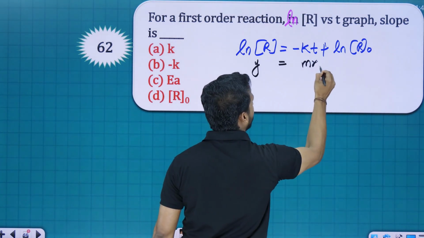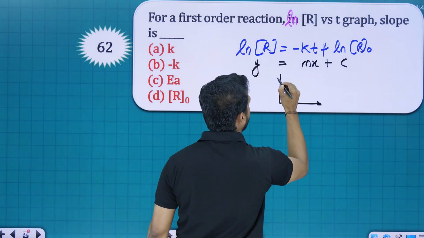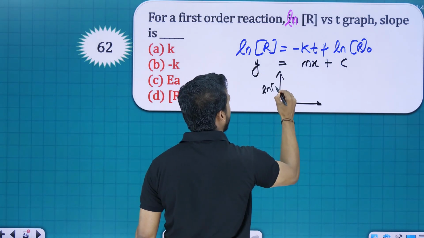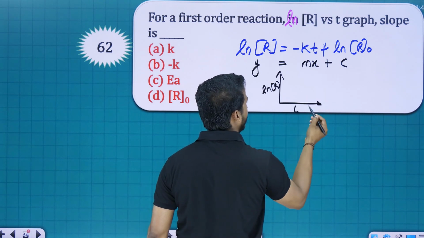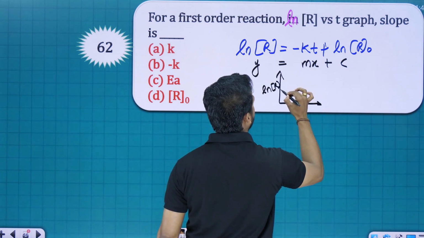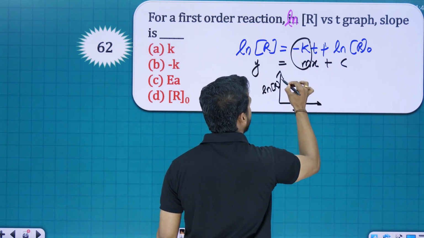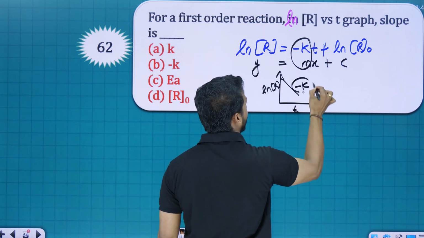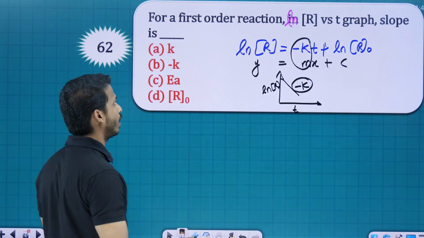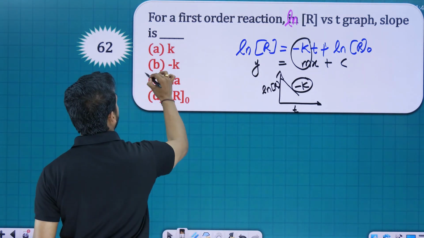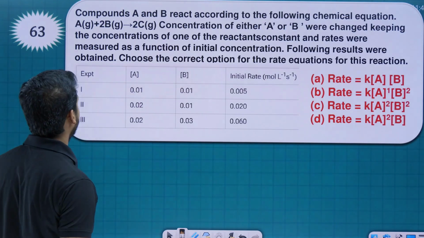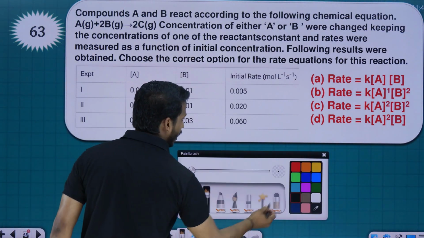This is in the format of a straight line, y is equal to mx plus c. So when you plot y-axis ln R, x-axis time, you will get a slope. You will get a negative slope, because minus k is the slope. What is the slope? Minus k. Even for zero order and first order, the slope is what? Minus k.